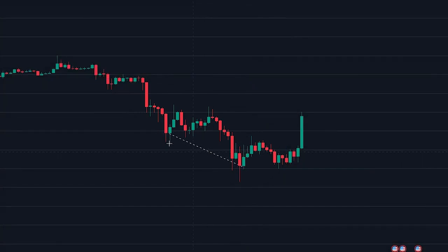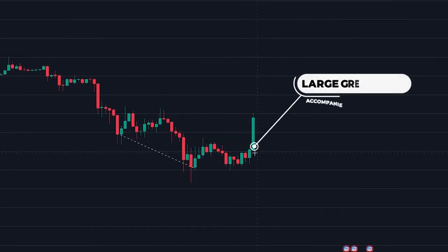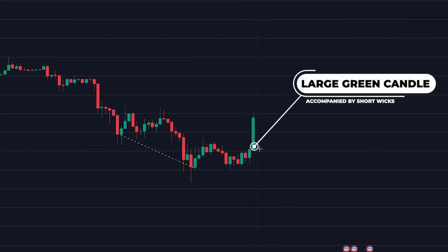However, this downtrend was broken by a large green candlestick. If we take a closer look at the candlestick, we also see that the candlestick has short wicks, making it likely that banks and big institutions also have buy orders at that price level. This means that this is a valid demand zone.